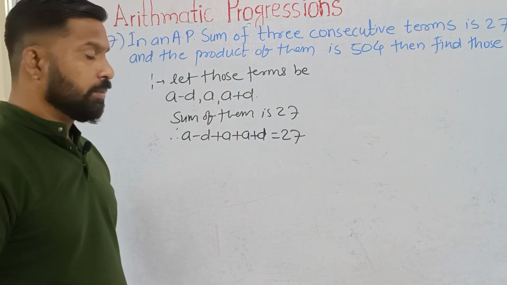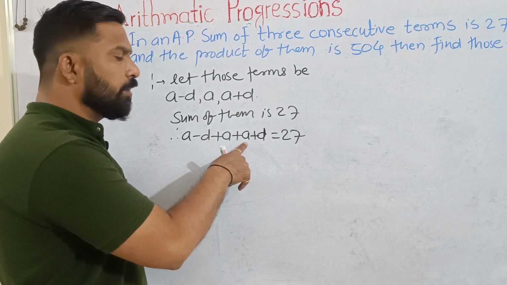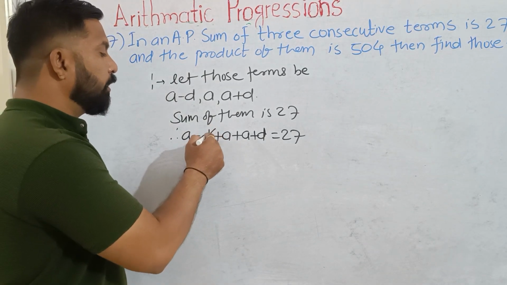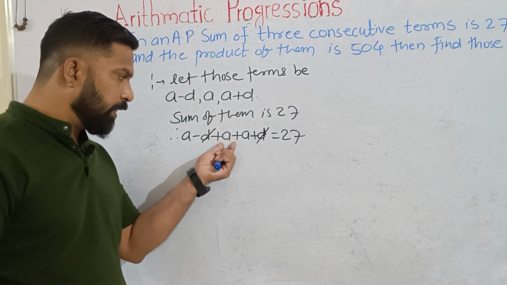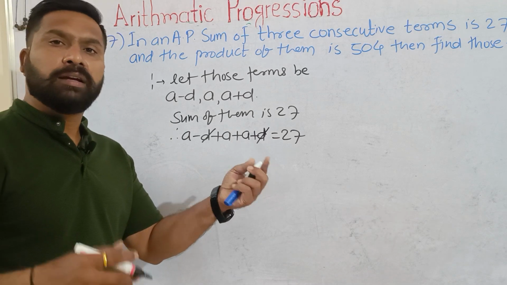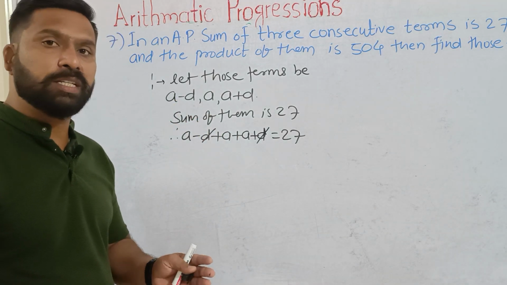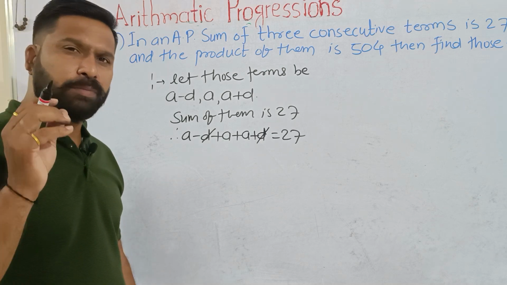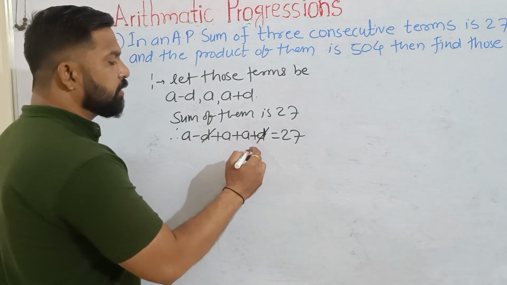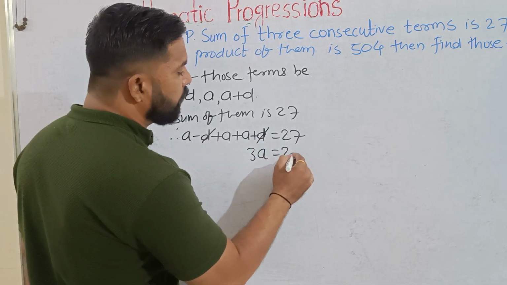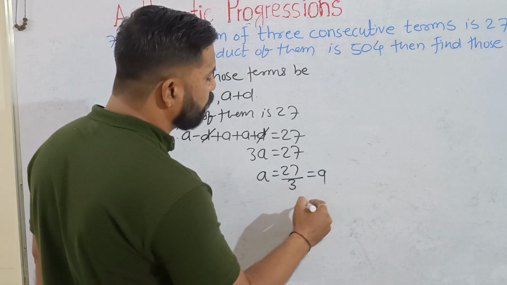Now you can see, if you add them together, positive a, negative d and positive d. Because of this kind of arrangement, a minus d, a plus d, d is always going to get cancelled if they are giving you the sum of all of them. Only for that sake we are taking those terms like this. So d gets cancelled, 3a will remain 27, a is equal to 27 by 3, which is equal to 9.